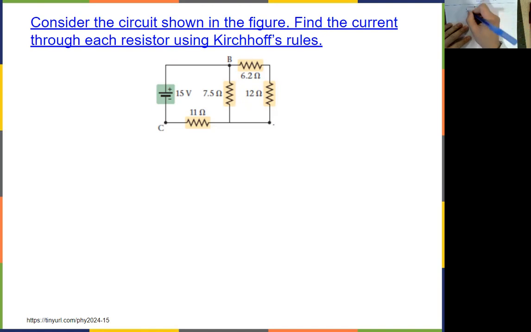So you can see this is 15 volts. We can assume again this battery, the current goes out of the positive terminal, and that goes into this junction point B. Let's call this I1, and then it becomes I2, and then I3. We can assume it that way. Then there's one junction here, and you can apply your junction rule.